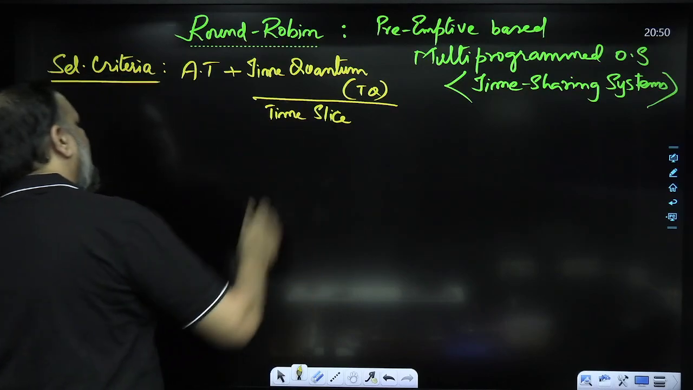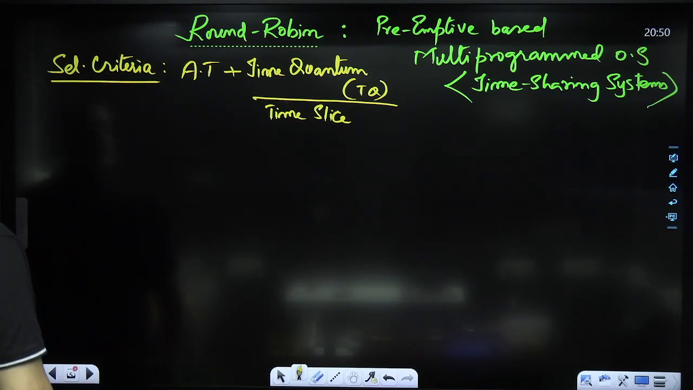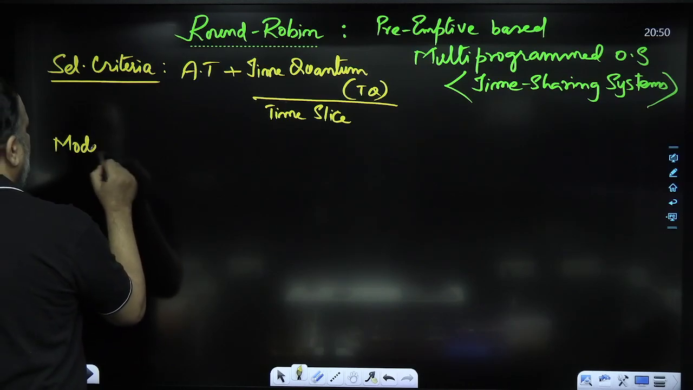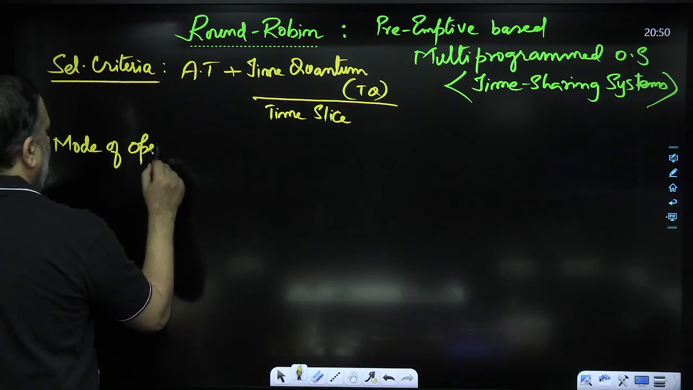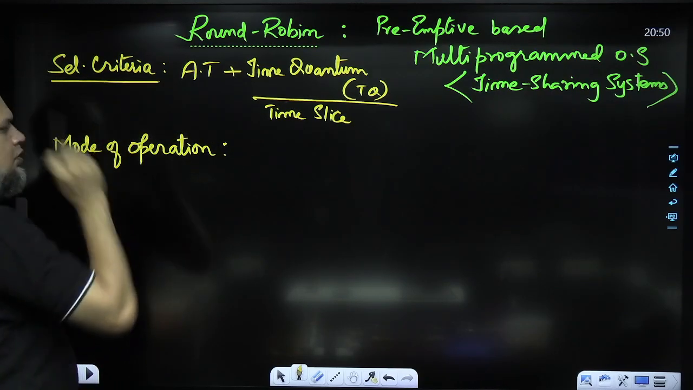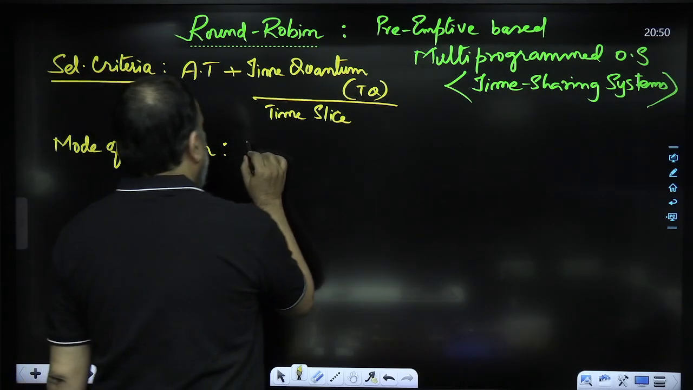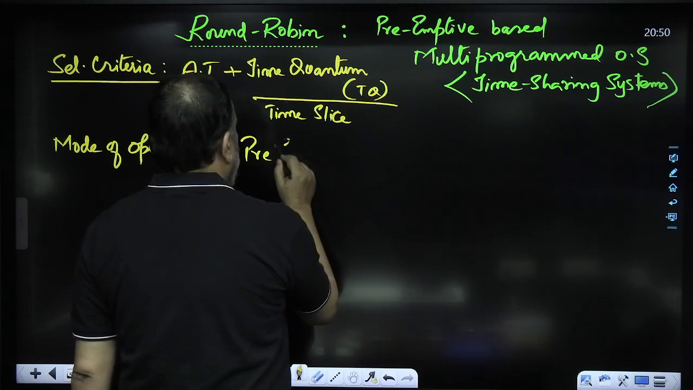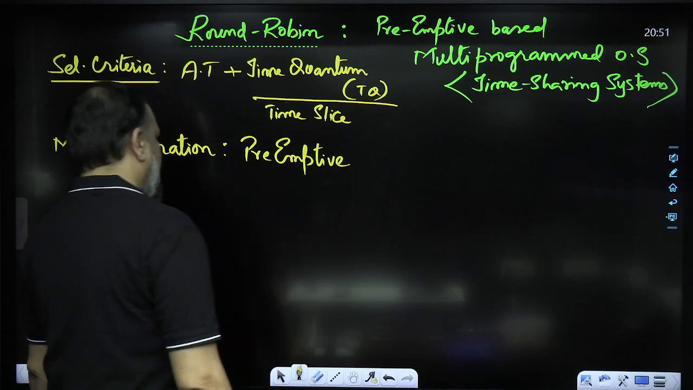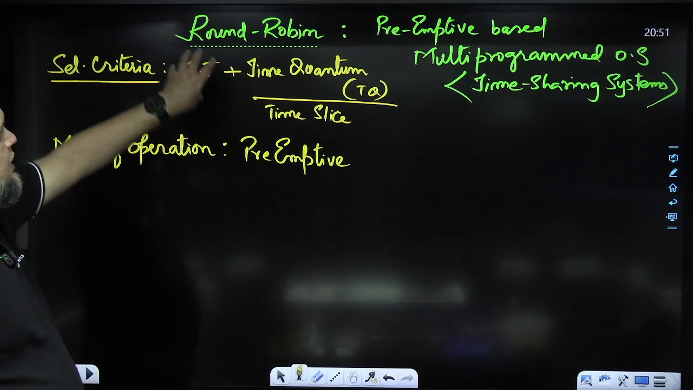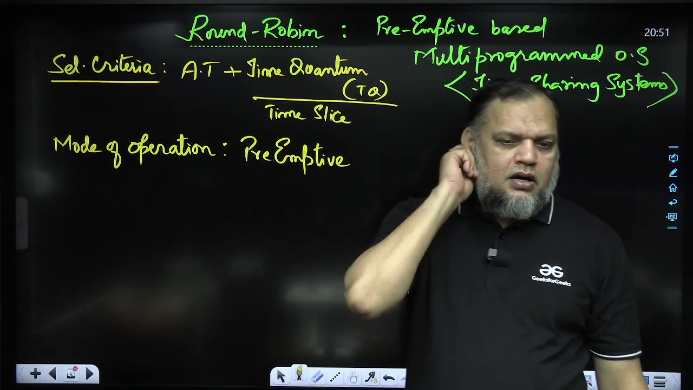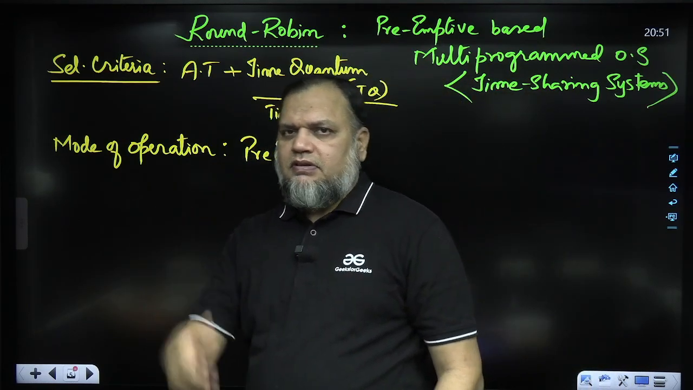I'll tell you the background behind this time quantum, and we'll also see the essential working principle of this algorithm. Next, the mode of operation of the scheduling technique: does it operate in preemptive mode or non-preemptive mode? Essentially this operates in preemptive mode. And because the selection initially is based on arrival time, it is quite possible that sometimes I may have multiple processes having the same arrival time.